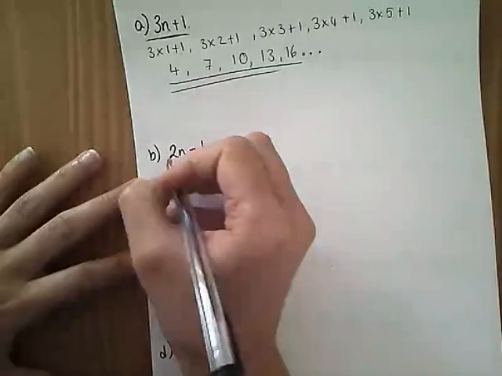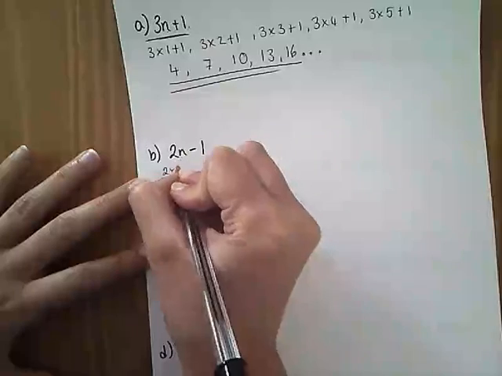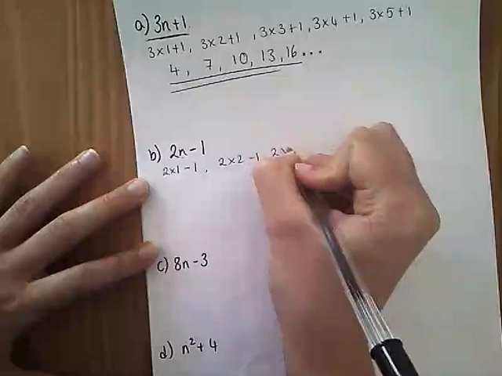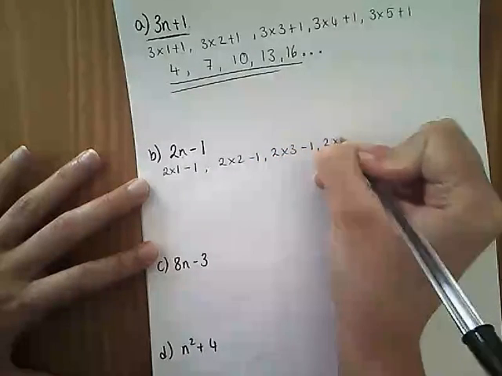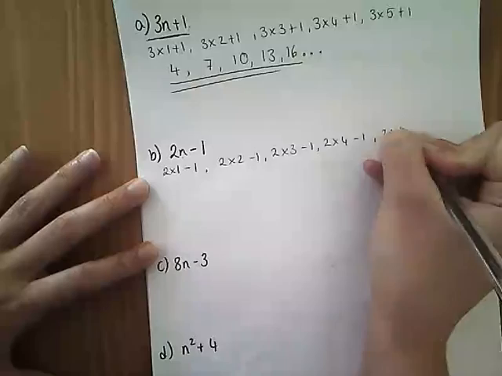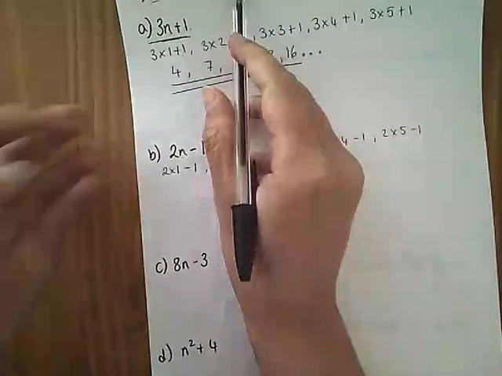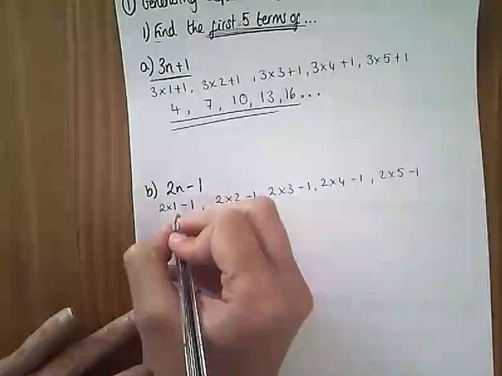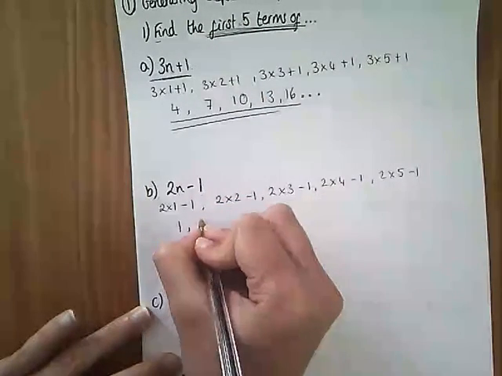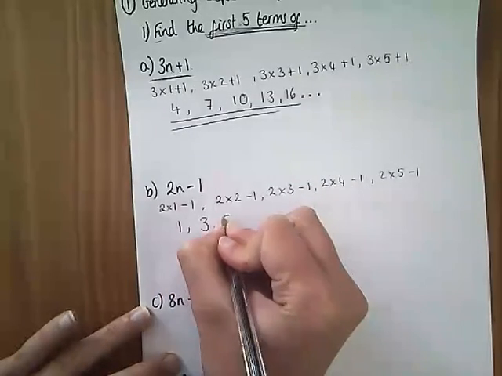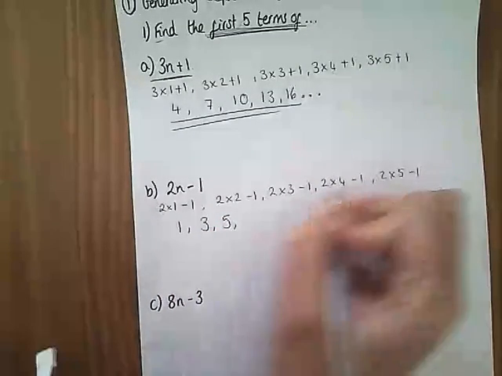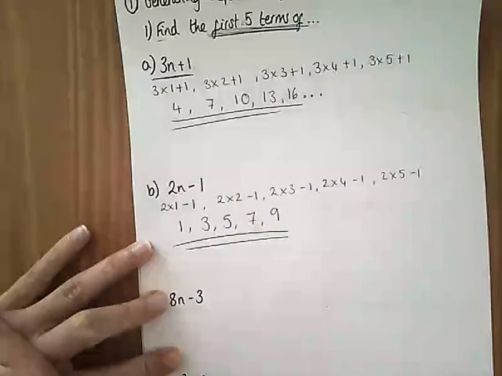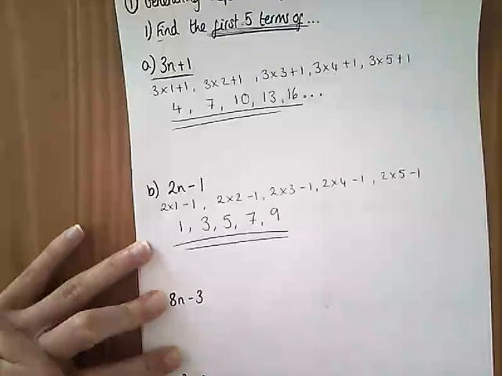We want the first number in the sequence, so I do 2 times 1, take away 1. Then I'm going to do 2 times 2, take away 1, 2 times 3, take away 1, 2 times 4, take away 1, 2 times 5, take away 1. I'm only going up to 5 because it asks for the first 5 terms of the sequence. Okay, so 2 times 1 is 2, take away 1 is 1, 2 times 2 is 4, take away 1 is 3, 2 times 3 is 6, take away 1 is 5, 2 times 4 is 8, take away 1 is 7, 2 times 5 is 10, take away 1 is 9. 2n, take away 1 gives us that sequence, okay?